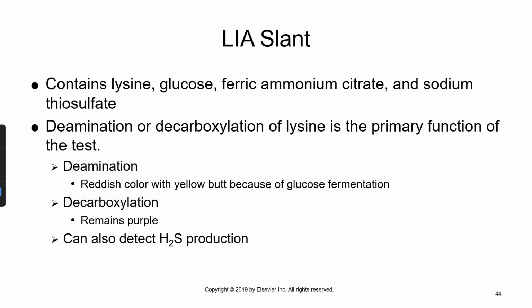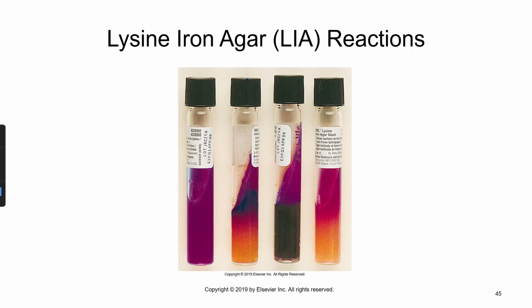An LIA slant contains lysine, glucose, ferric ammonium citrate, and sodium thiosulfate. Deamination or decarboxylation of lysine is the primary function of the test. If deamination happens, it produces a reddish color with a yellow butt because of glucose fermentation. If decarboxylation happens, it remains purple. It can also detect H2S production.